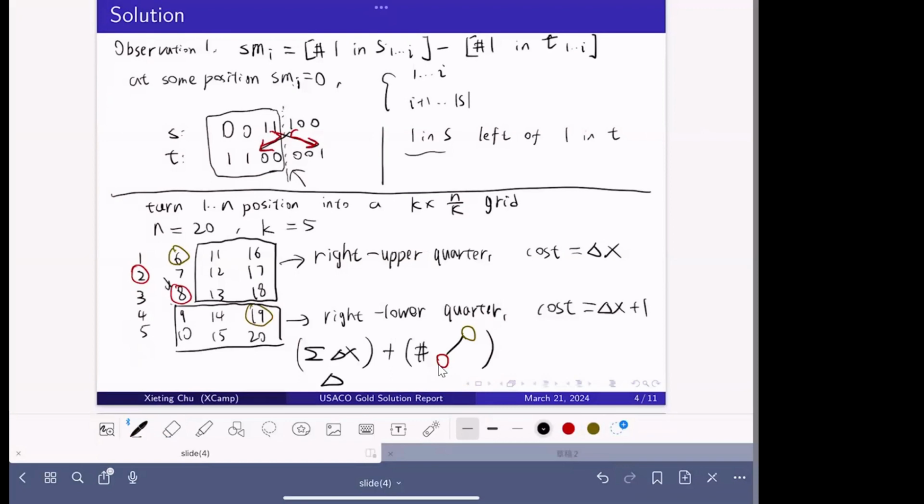And since this is always the same, anytime, the only thing we need to do to minimize the number of moves is to minimize this part. And to do this, we can solve it with an easy greedy algorithm.